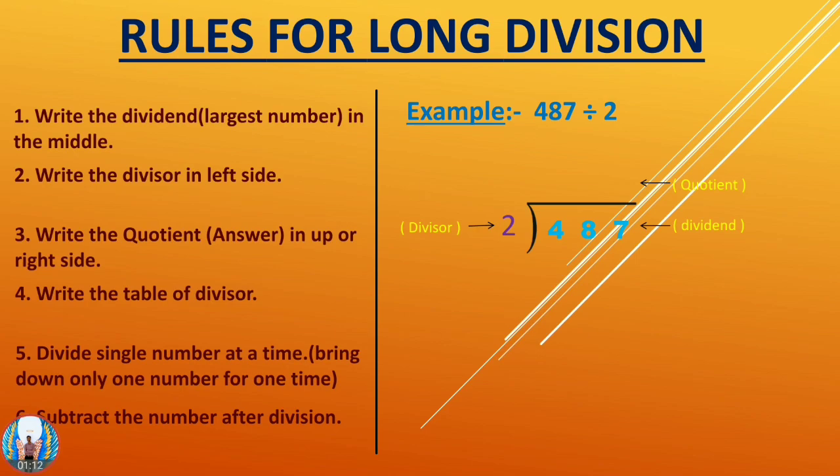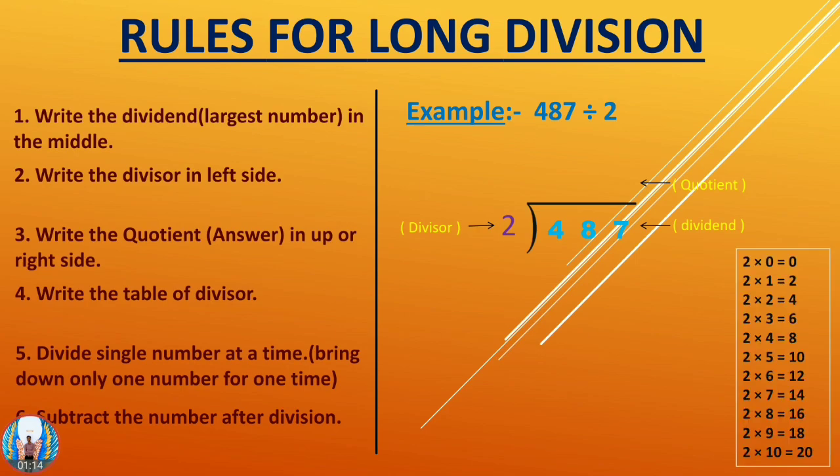Now the fourth, write the table of the divisor. So here is the table of 2. Then divide a single number at a time. So here in the table, 4 is coming in the 2 place. So 2 2s are 4. So we will write 2 as the quotient and 4 just below the 4. Then we will subtract the number from the dividend, that is 4 minus 4 equals 0.